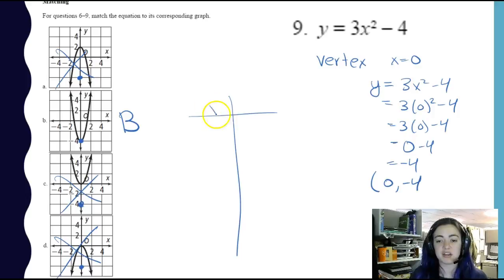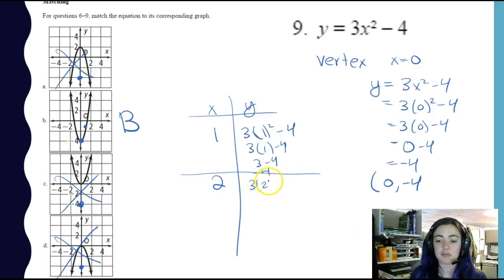It's never a bad idea to double check your response, so we can substitute in 1 and 2 again. So we have 3 times 1 squared minus 4. 3 times 1 minus 4. 3 minus 4, negative 1. So 1, negative 1. That does seem to match. With 2, we would have 3 times 2 squared minus 4. 2 squared is 4. So 3 times 4 is 12, minus 4. 12 minus 4 is 8. It jumps really fast. So 2 and 8 does match, because 8 is going to be off the charts here. So I'm pretty confident that B is the best match for that graph.